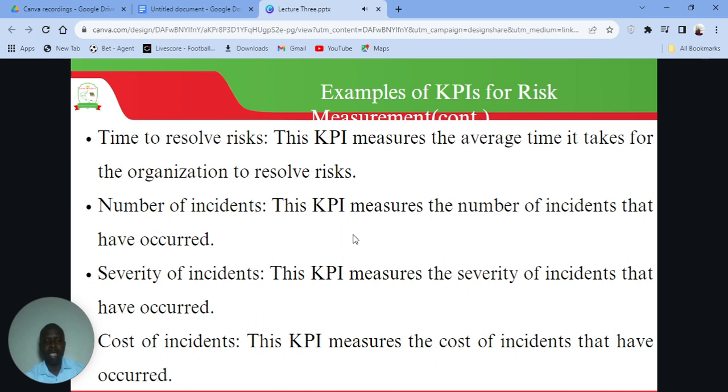Severity. So how severe is the risk? Remember, we were talking about risks in relation to environmental risks, and we gave examples of earthquakes. What is the severity of that earthquake? We have those that cause a lot of deaths, within nations, within companies, and so on and so forth. And then the last KPI is the cost of incidents. This kind of KPI is going to measure the cost of incidents that have occurred.